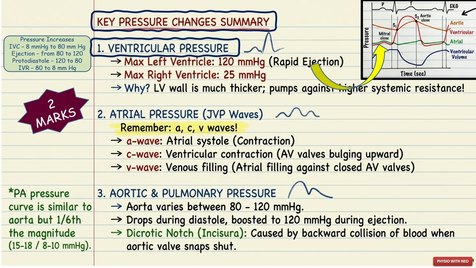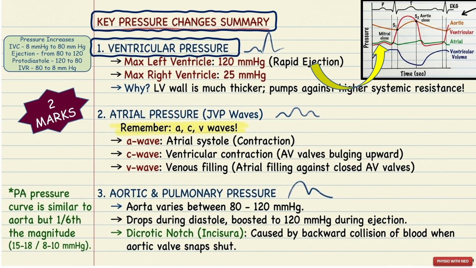As you can see, pressure in the left ventricle during diastole is about 8 mm of mercury, and during isovolumic contraction it changes from 8 to 80. During ejection it becomes 120. After ejection it comes back again during the isovolumic relaxation stage to about 8 mm of mercury. The same changes take place in the right ventricle, but the value is about 25 mm of mercury.